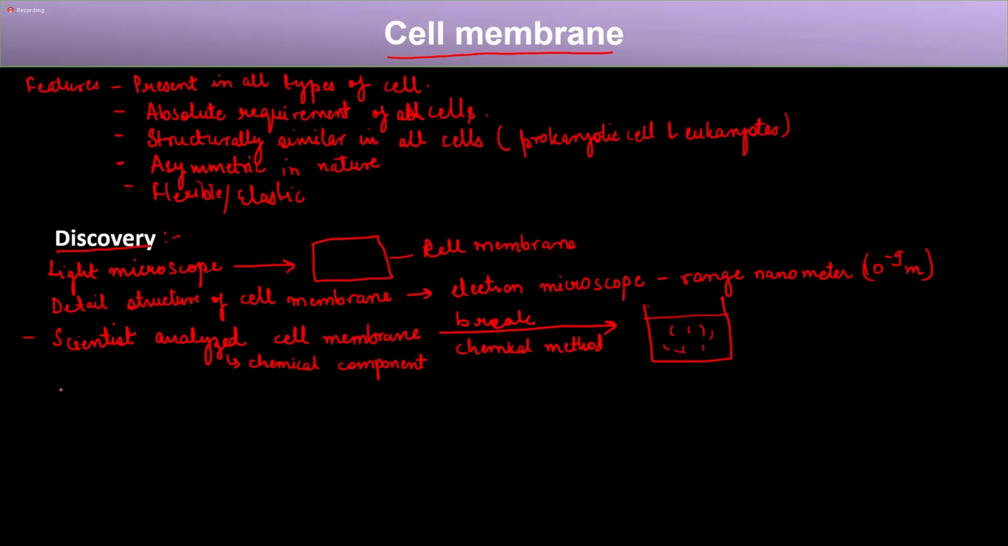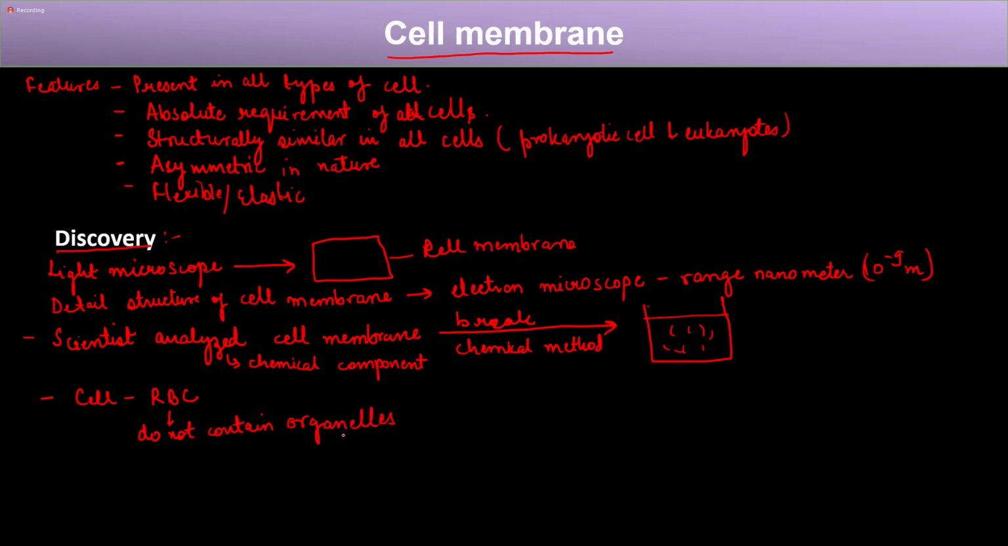But in this case, what kind of cell did they use? The cell that they used was the RBC, or red blood cell. For the first time, when the scientists wanted to analyze the chemical component of the cell membrane, they used the RBC. Now the question is, why did they use the red blood cell? Because the RBC does not contain organelles.